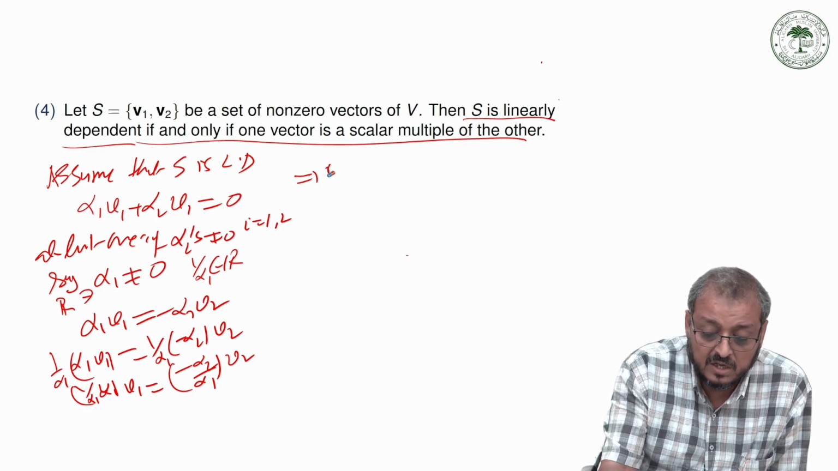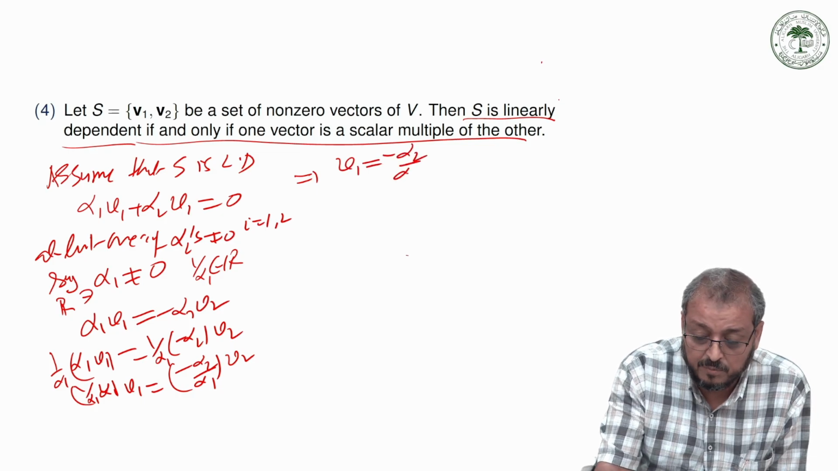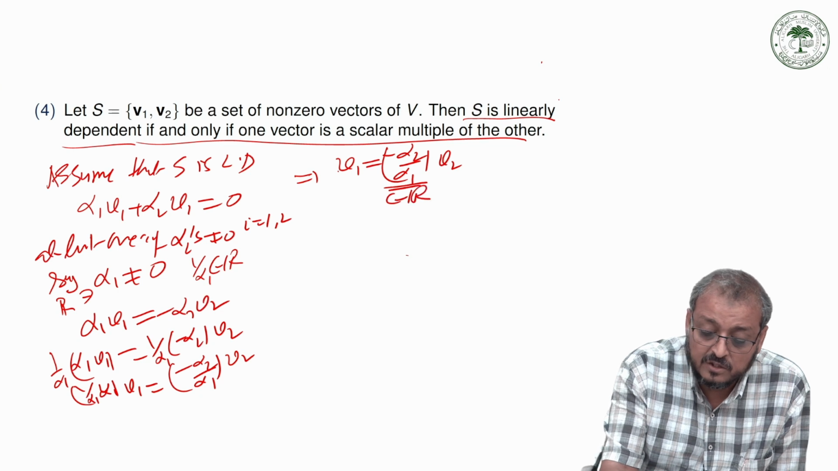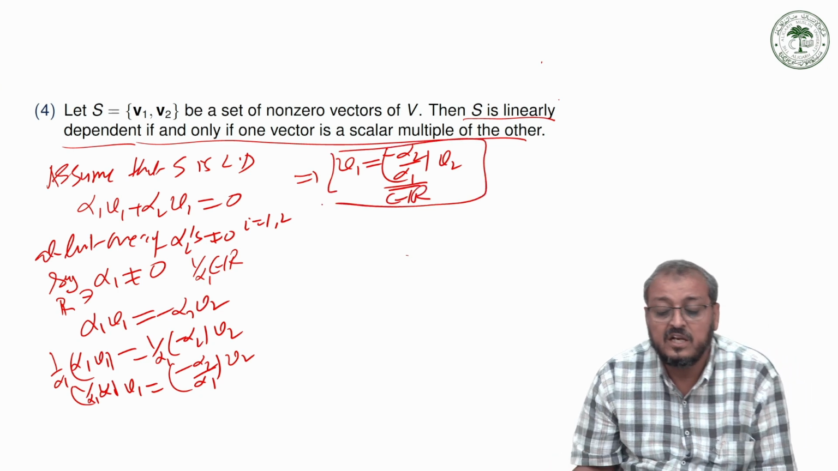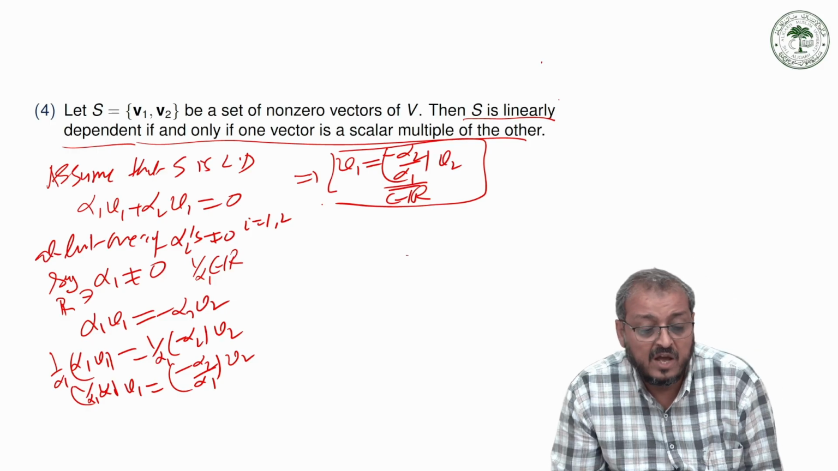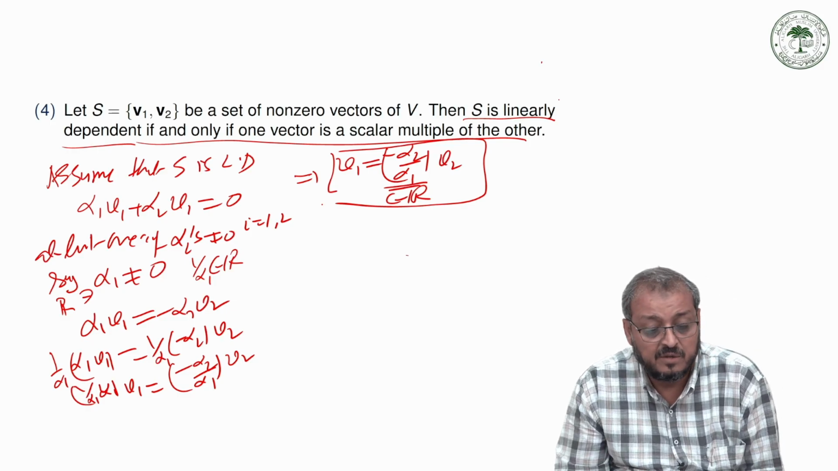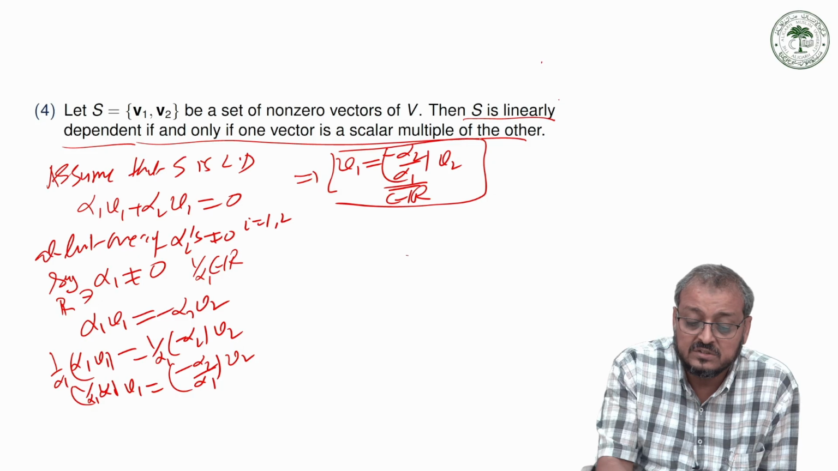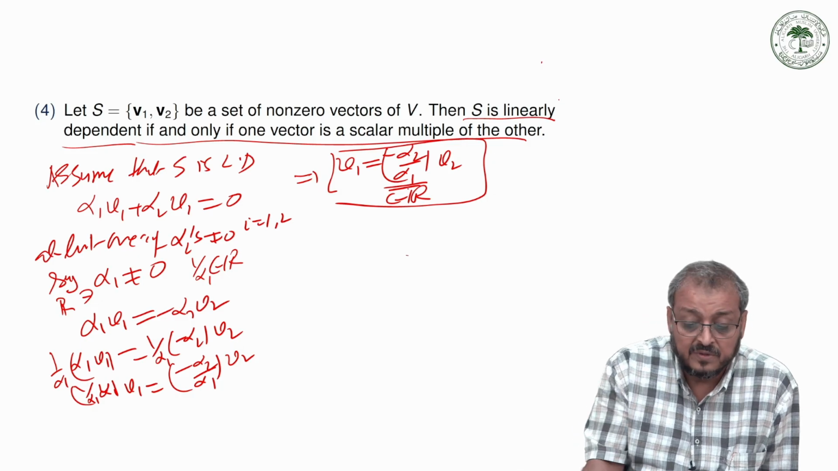So, V1 can be written as minus alpha 2 upon alpha 1 times V2, where this is an element of some scalar R. So, V1 can be written as a scalar multiple of the other. This means we have proved that if the set S is linearly dependent, then one of the vectors is a scalar multiple of the other.